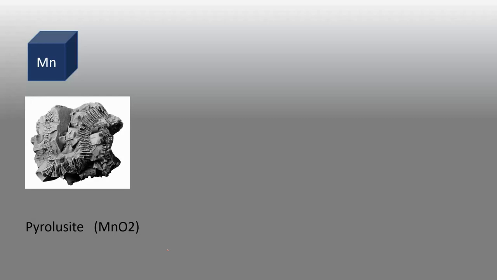Manganese ore is pyrolusite. There are no further details here; we just have to remember the name. In exams, generally, the uses or details like major deposits are not asked. So we will only look at the name of the metal and its ore. Manganese ore is pyrolusite, MnO2.